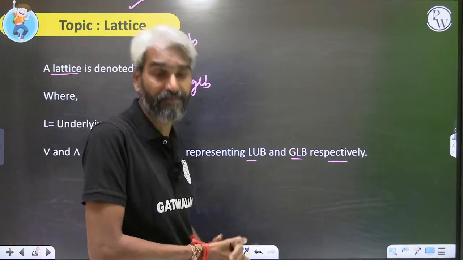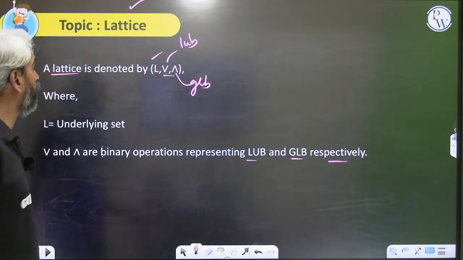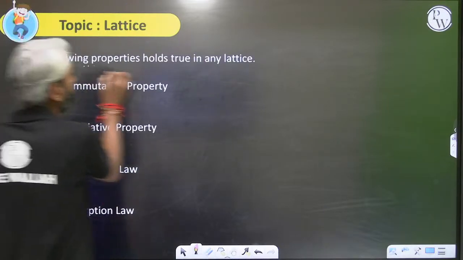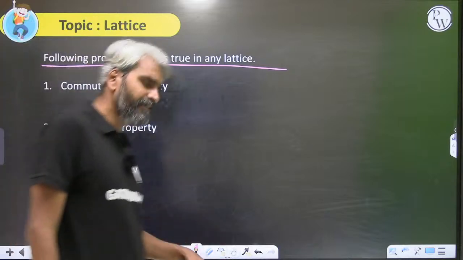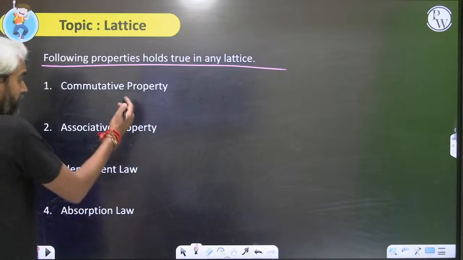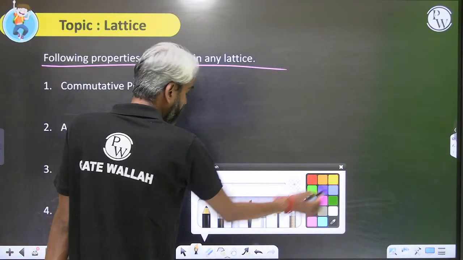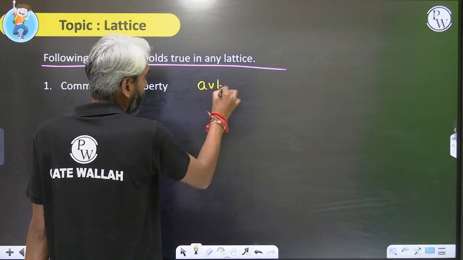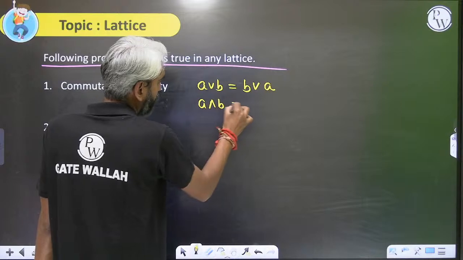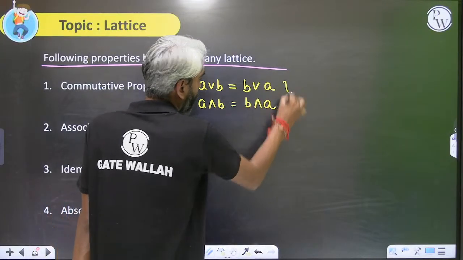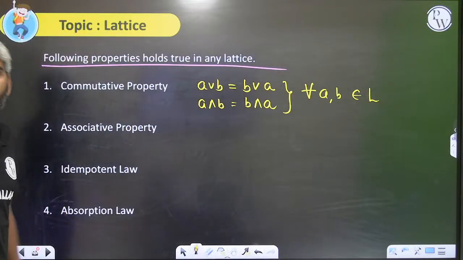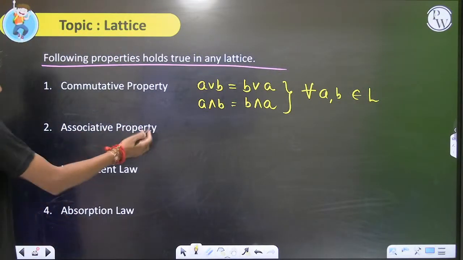So there are certain properties which are followed by the elements of a lattice. So what are they? The following properties hold true in any lattice. What are they? First one is commutative. What does it mean? If there are two elements A and B, then the least upper bound of A and B will be exactly the same as the least upper bound of B and A. Similarly, the greatest lower bound of A and B will be exactly the same as the greatest lower bound of B and A, for all pairs of elements A and B belonging to lattice L.